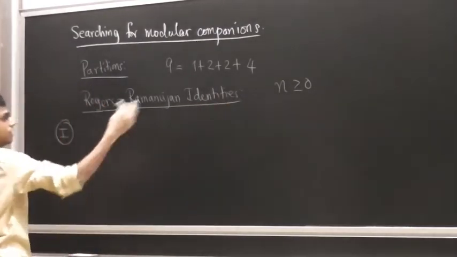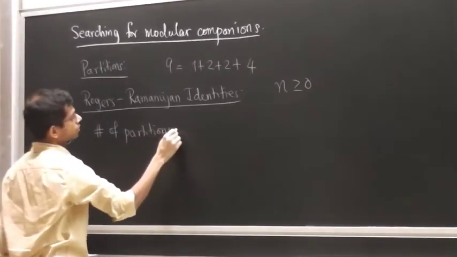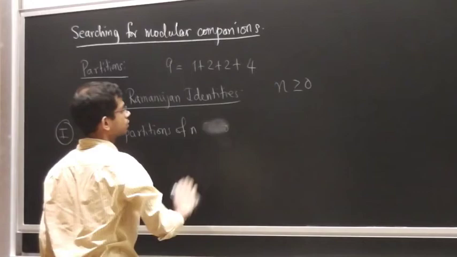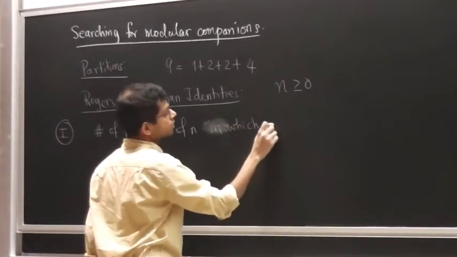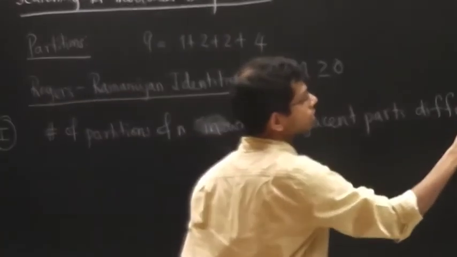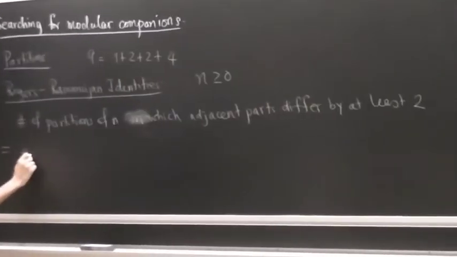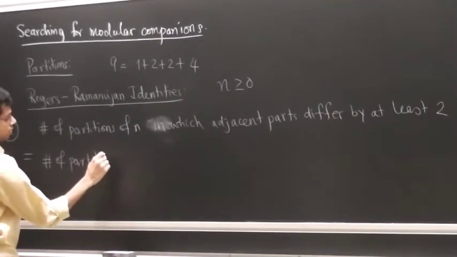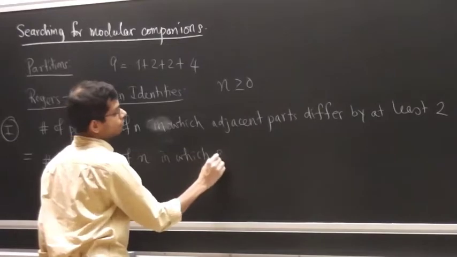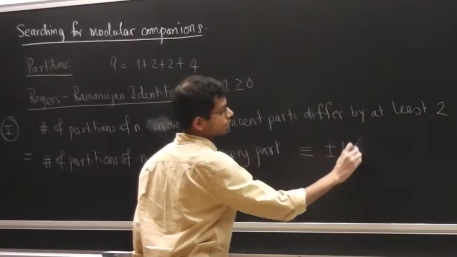Fix a number, any positive integer. Then the number of partitions of n into parts in which adjacent parts differ by at least 2. Let me tell you what that means. This is the same as the number of partitions of the same number n in which every part is congruent to either plus or minus 1 mod 5.